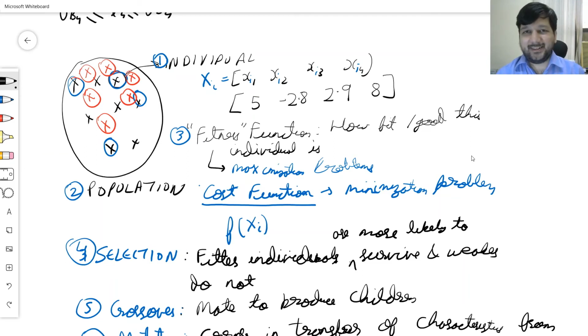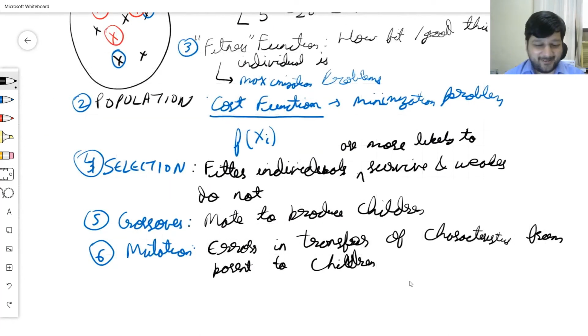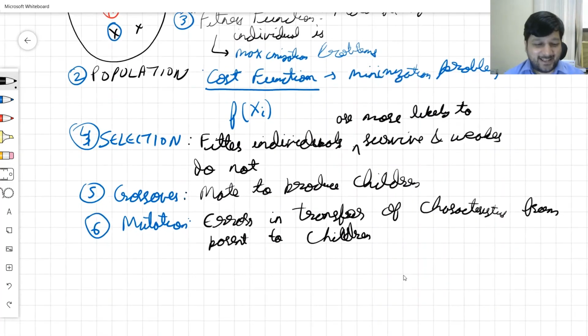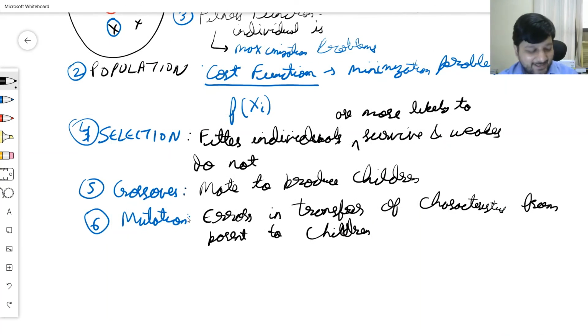So you've got the UK mutant variant, you've got the South African mutant variant. So you've got all these variants produced as a result of the transfer of characteristics from the parent to the children. So the genes change, the characteristics change. That is what is called mutation.